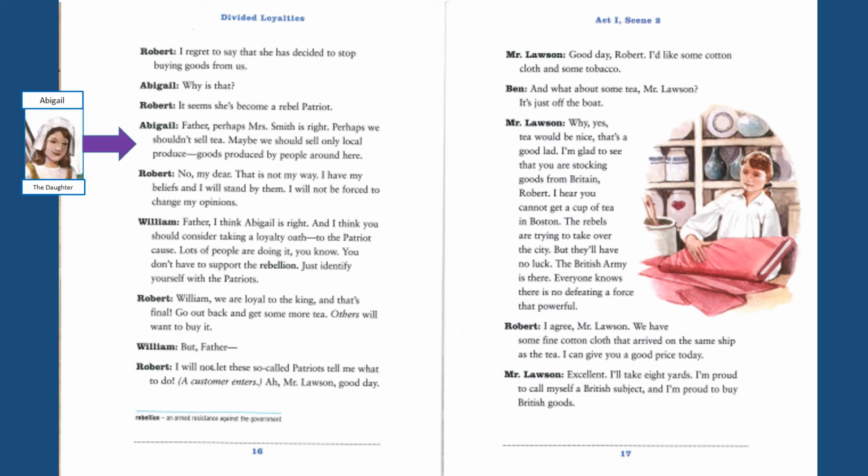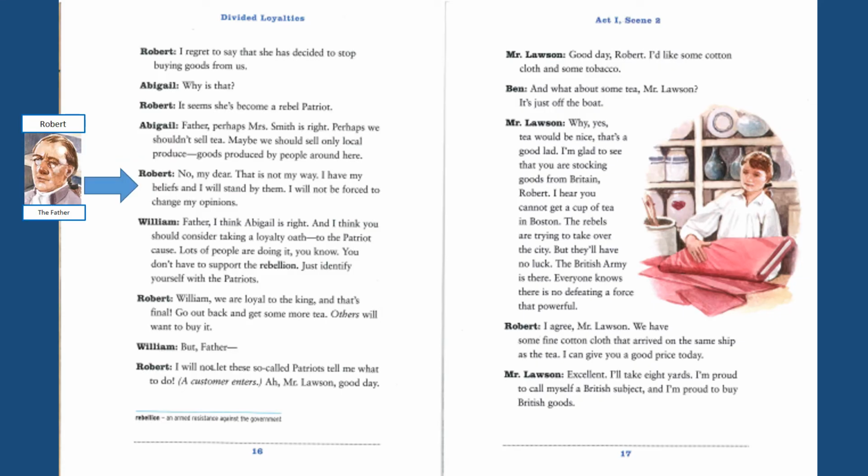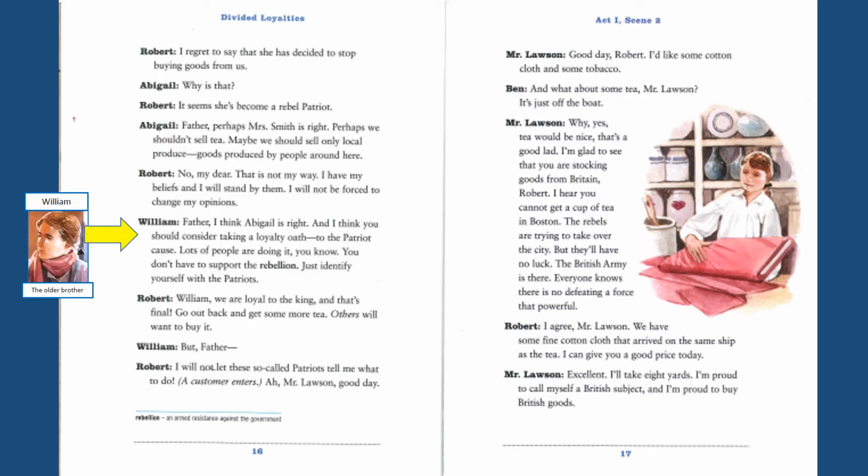Father, perhaps Mrs. Smith is right. Perhaps we shouldn't sell tea. Maybe we should sell only local produce, goods produced by people around here. No, my dear, that is not my way. I have my beliefs, and I will stand by them. I will not be forced to change my opinions. I think Abigail is right, and I think you should consider taking a loyalty oath to the patriot cause. Lots of people are doing it, you know. You don't have to support the rebellion. Just identify yourself with the patriots.